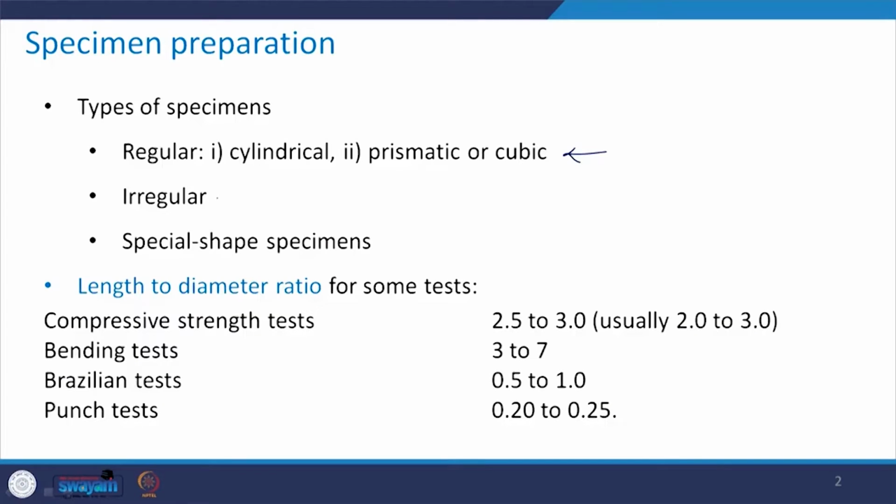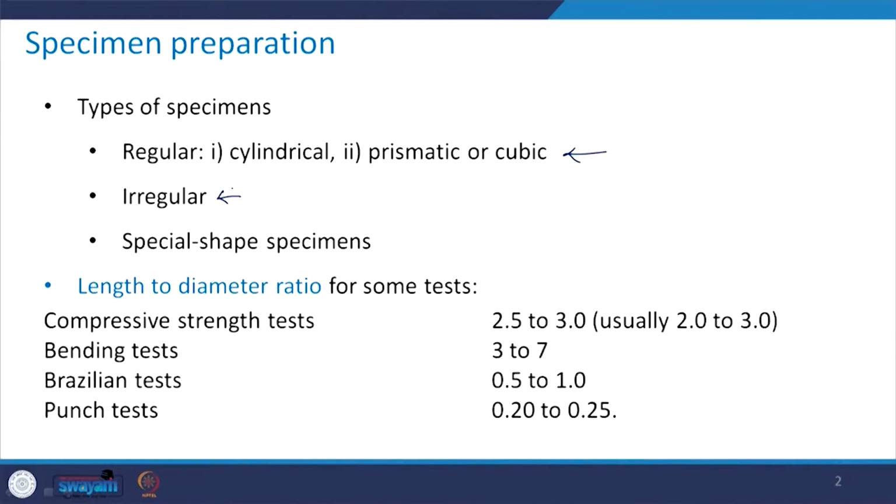Then the next one is the irregular specimen. A typical irregular specimen will look like this. That means it will have no specific shape. Some of the tests are carried out on such type of specimen if it is not possible to get the regular specimen. Then you can have some special shape specimen depending upon the kind of test that you want to perform. We will discuss these one by one.